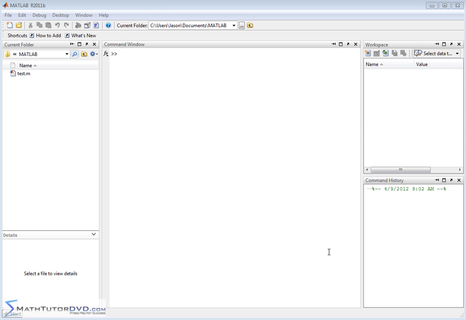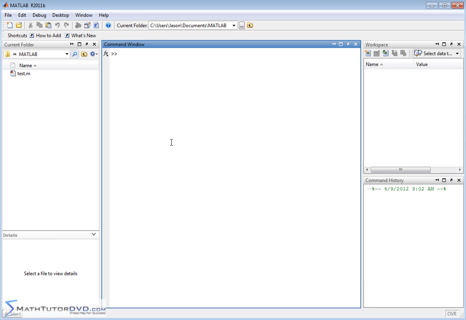Here we're going to learn how to solve algebraic equations symbolically. So we're going to use the symbolic aspects of MATLAB, and I have to say they're very useful and very commonly used. So definitely pay attention to this and you'll unlock the power of what MATLAB can really do.